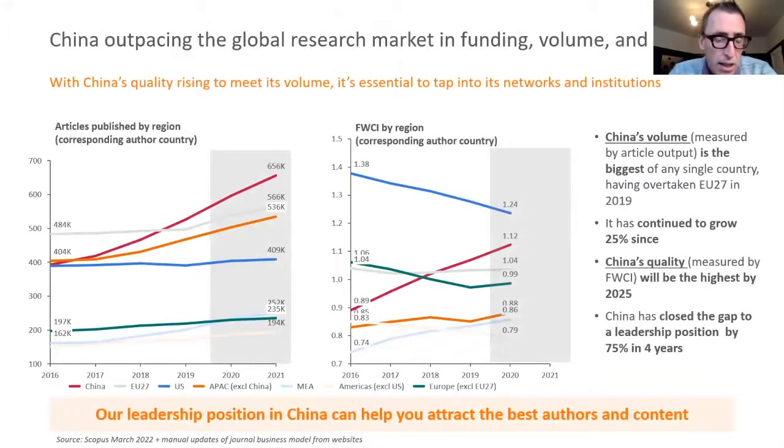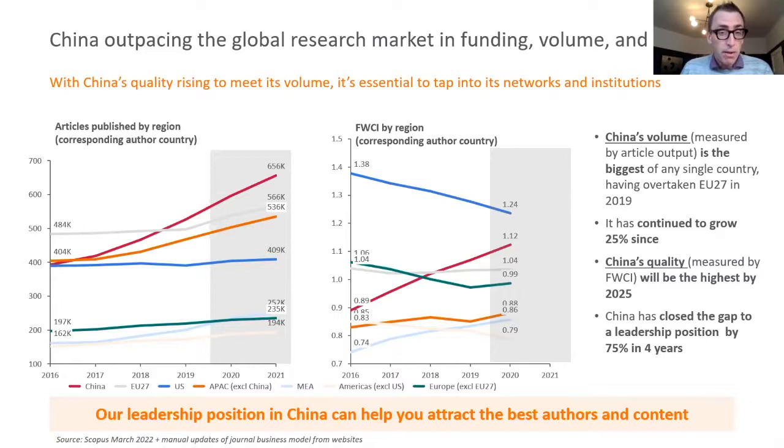Taking a look at these two charts, on the left-hand side you have volume, which is a story that we all know, and on the right-hand side you have quality, which is a story I think we all know, but we haven't fully embraced. And the reality is that China is outpacing the global market, full stop. It's outpacing it in funding, it's outpacing it in volume, and it's outpacing it in impact. And that presents opportunities and challenges for all of us. China's investment, from a funding perspective, is expected to exceed the EU by 2025.